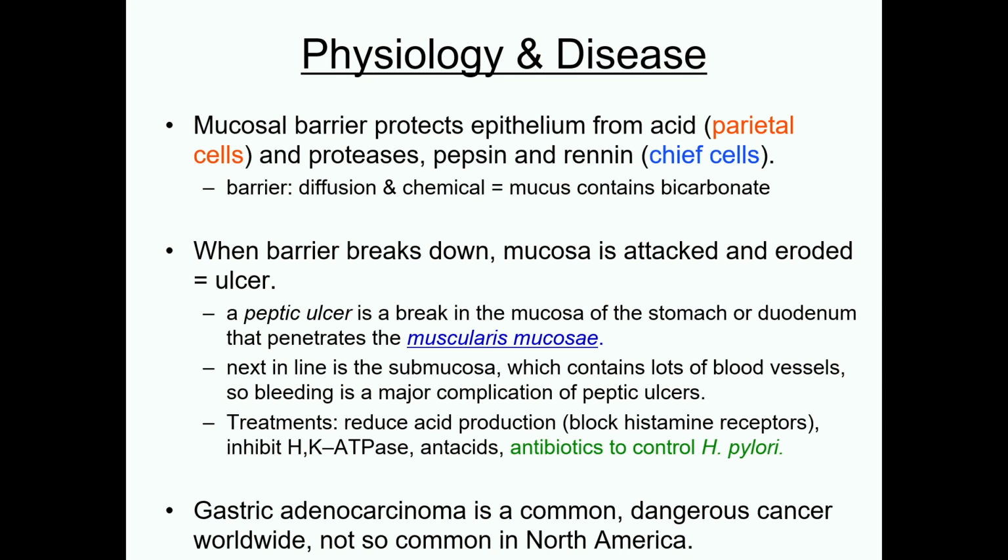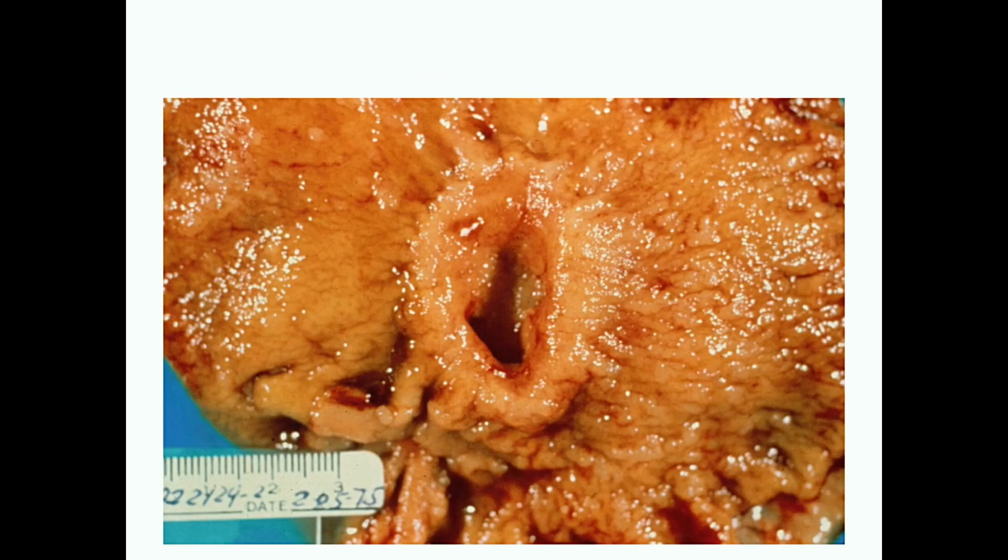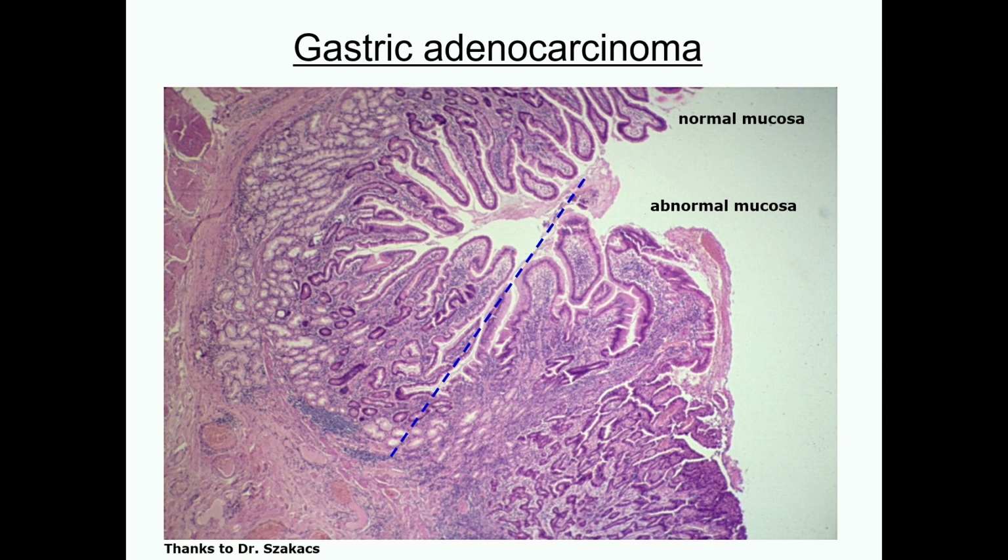Ulcers can ultimately progress to gastric adenocarcinoma, which is less common in North America, but is actually a huge problem worldwide. Here we see a gross specimen of gastric adenocarcinoma and a corresponding histological image. Note the loss of the epithelial glands on the side labeled abnormal mucosa. We've now covered the basic plan, the regions, and overall functions of the stomach. There are a number of specialized cells in the gastric epithelium, and we'll discuss those in the next tutorial.